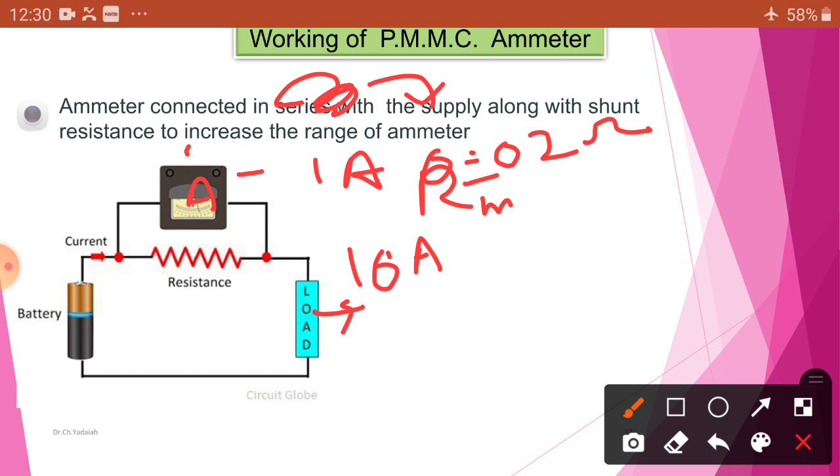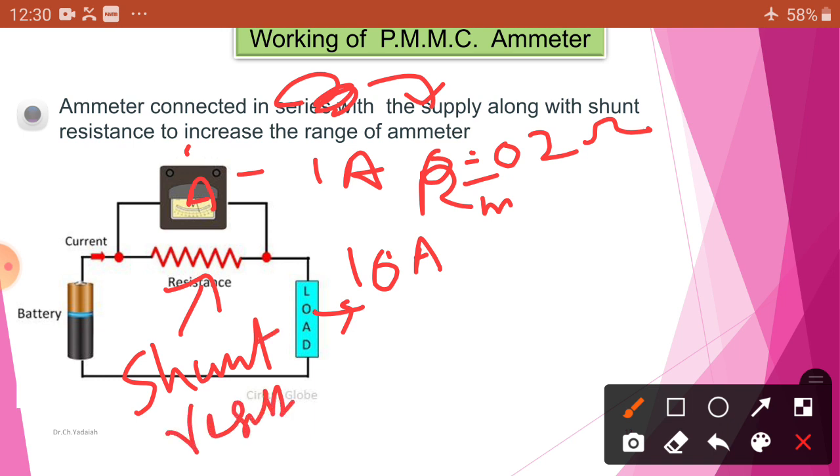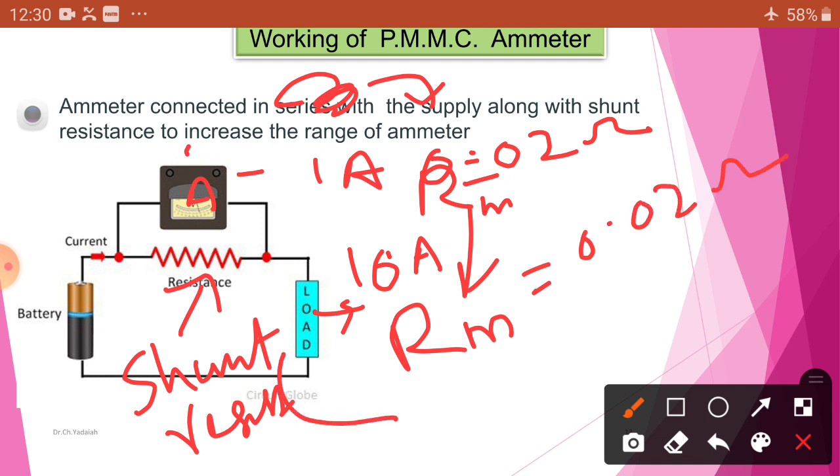For that purpose I connected one resistance. This resistance is the shunt resistance, having a resistance of, for example, RM, the meter resistance. This is the meter, and what is the value? 0.02 ohms. Now the shunt resistance RSH should be less than this value, that is 0.0002 ohms. Then what will happen?